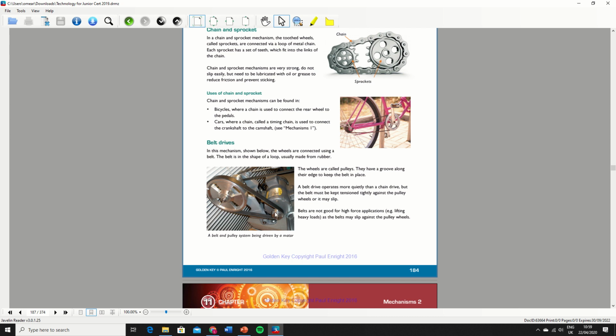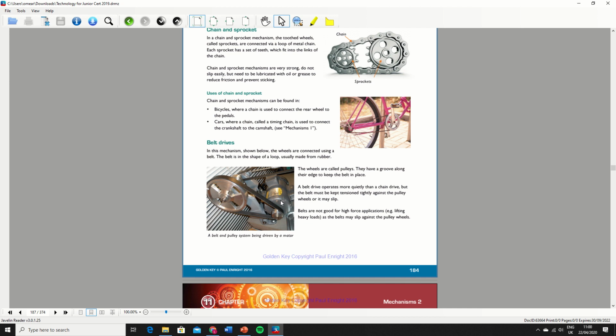You can't really see it here that well, but there'll be a little groove just inside the pulley. This here's our pulley, this here's our belt. There'll be a little groove inside our pulley for our belt to slide into. The belt drive operates more quietly than a chain drive, but the belt must be kept tensioned tightly against the pulley wheels or it may slip.